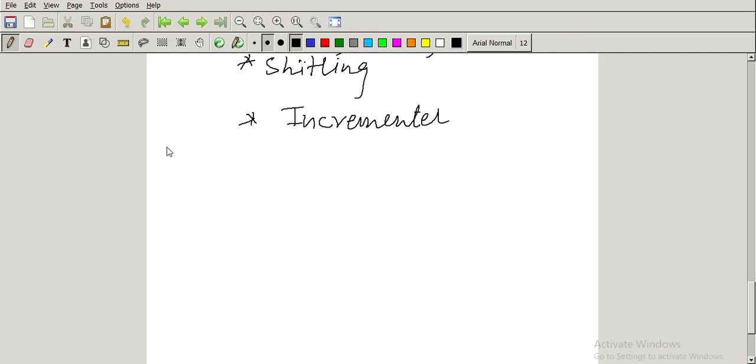So these are the important topics from chapter 5. When we talk about important topics from chapter 5, first is addressing, right? Address, which is your direct and indirect address.